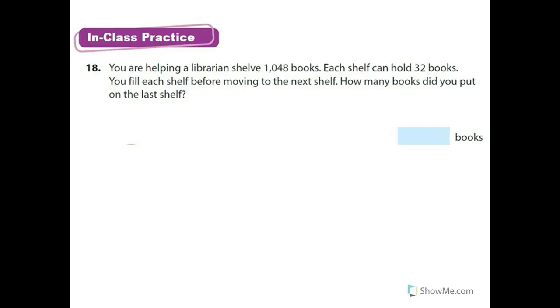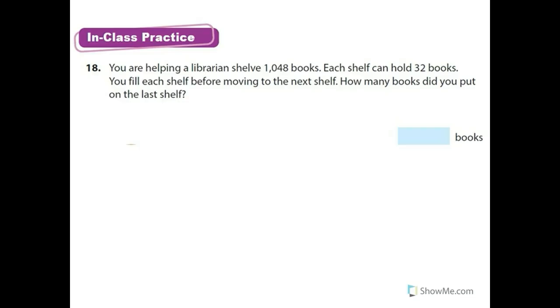Alright, you are helping a librarian shelve 1,048 books. So, I guess you could be helping my wife. She's a librarian. Each shelf can hold 32 books. You fill each shelf before moving to the next shelf. How many books did you put on the last shelf?